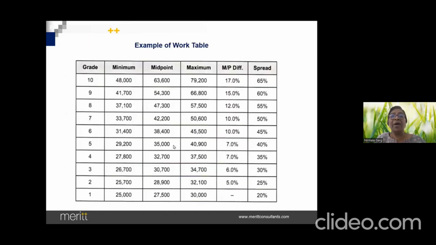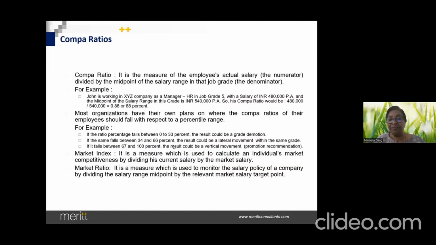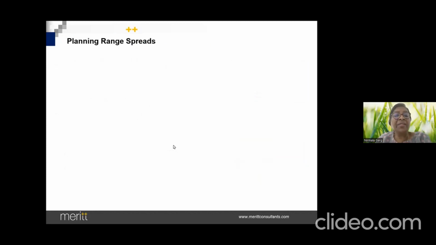Now coming to something very interesting, the compa ratio. What is compa ratio? Has anybody heard about it? It is also called comparator ratio. First of all, let us learn how to calculate compa ratio.